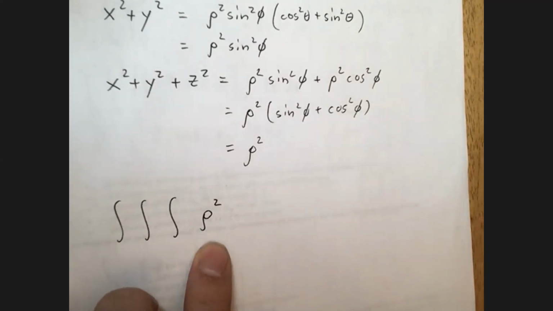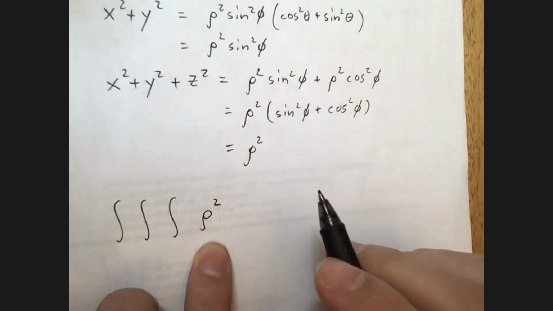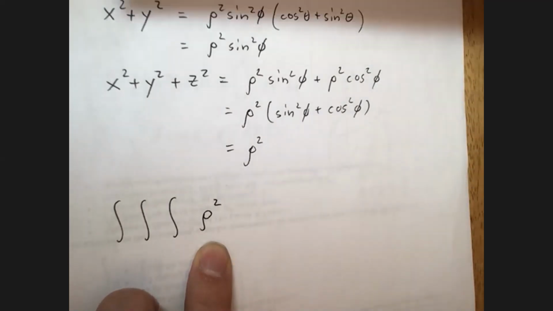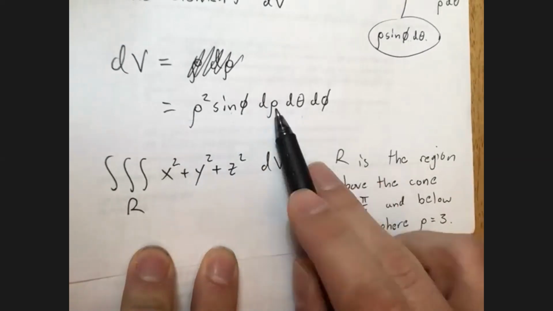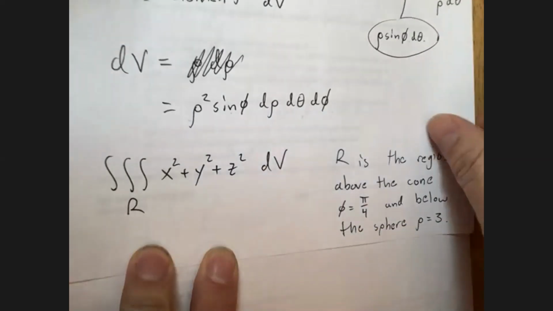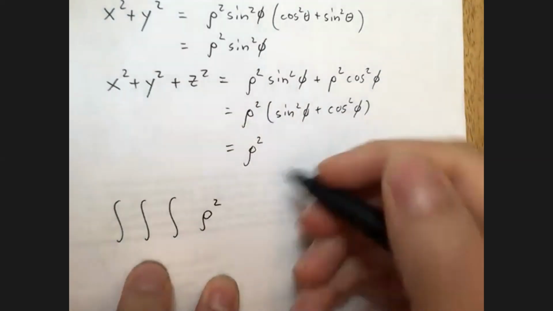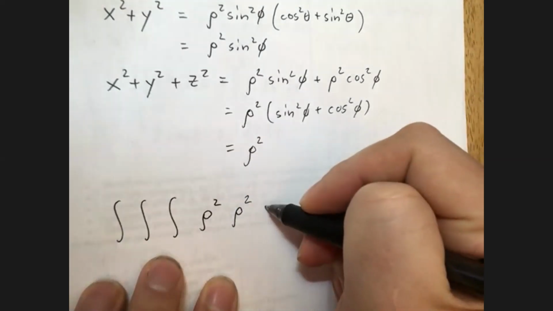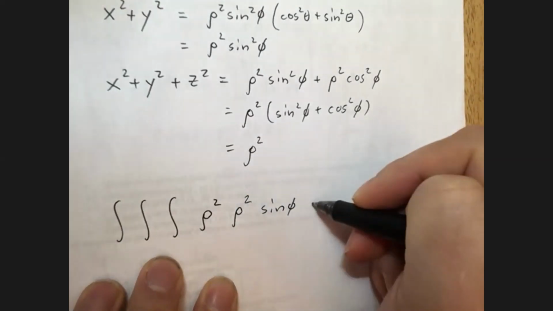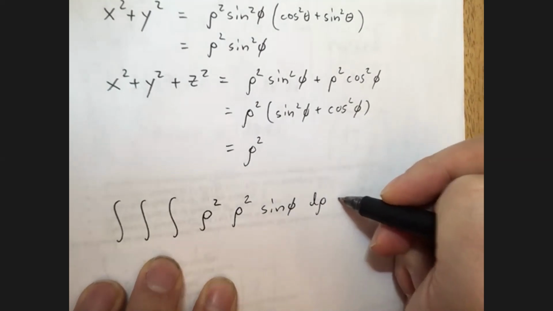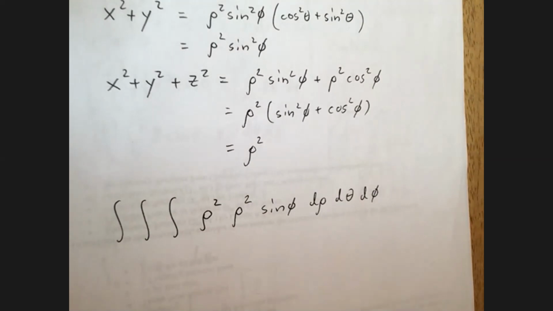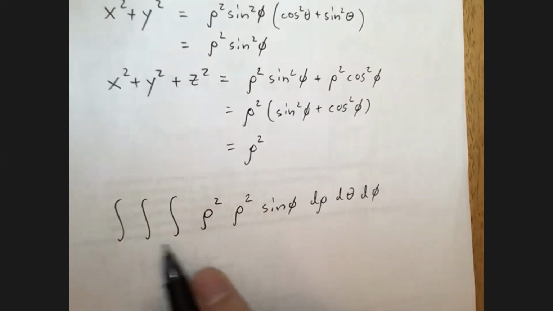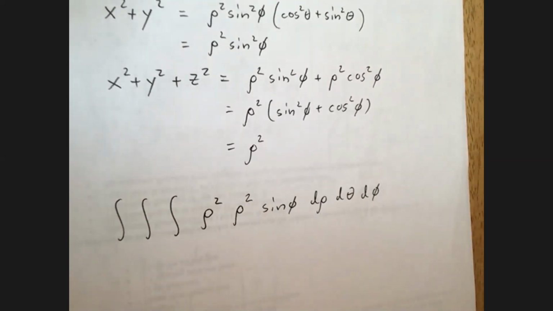Now, what does dV become? Well, we wrote that down before. dV was rho squared sine phi d rho d theta d phi. So there we have it. Now, we have to put the bounds on our integral.